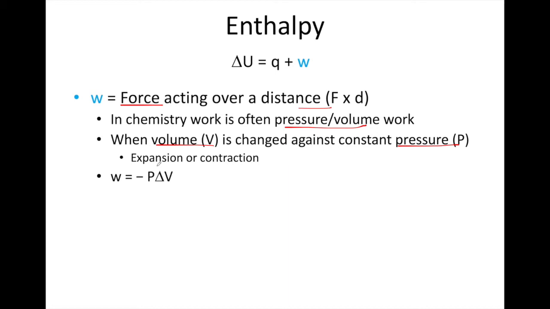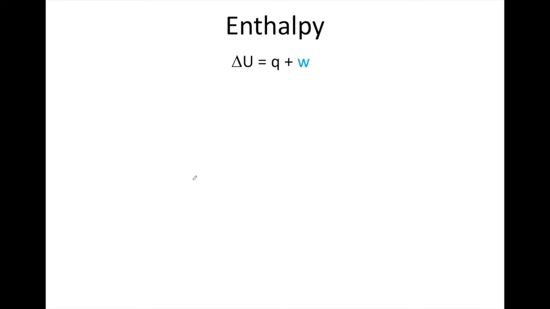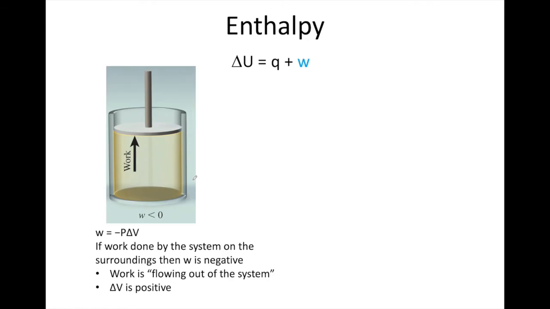And the formula for work that we often use in chemistry is work is equal to negative P, where P is the pressure, and delta V, the change in volume, right? So we said that when we have pressure volume work, we're changing the volume, but we're keeping the pressure constant. Now the negative sign is going to indicate the direction of work, and we'll define that here in just a second. But this is a formula that we often use in chemistry when we're defining work.